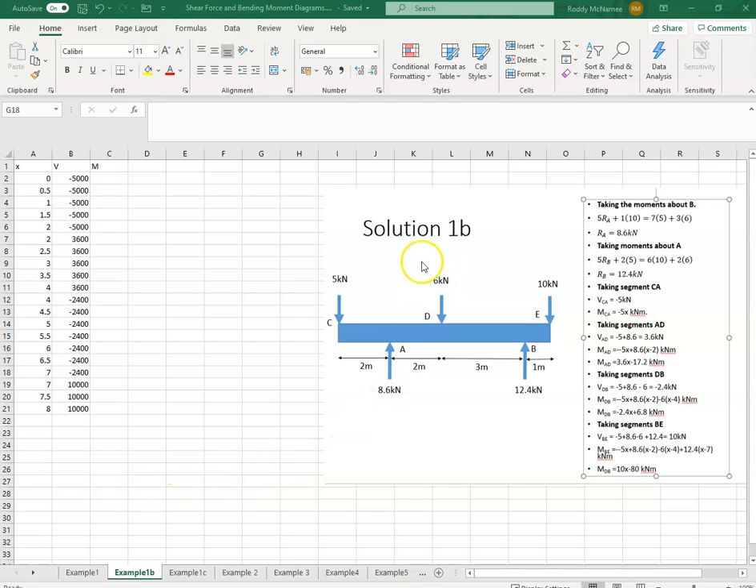Okay, so for solution 1b, I've created the x values from 0 to 8, so 2, 4, 7, and 8 meters. So that's 0 to 8 meters. And I've doubled up here at 2, 4, and 7 because that's where there's changes. So at 2 meters, 4 meters, and 7 meters, there's a change.